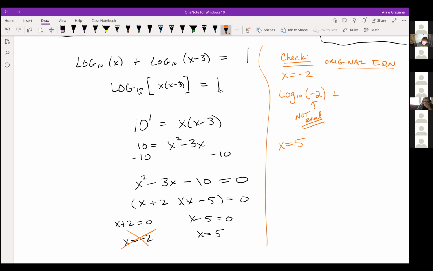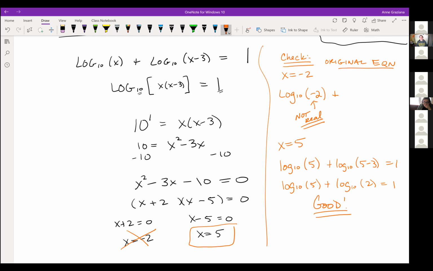All right, so let's say x is 5. Let's just check that. Log base 10 of 5. Whew, looks good. Plus log base 10 of 5 minus 3. That's also going to be good. So I end up getting inputs. You can see if you multiply those together, log base 10 of 10 is 1. I don't care so much about that part. You're looking at the domain. Okay, so this one is good. I can plug it in. Any questions? All right.